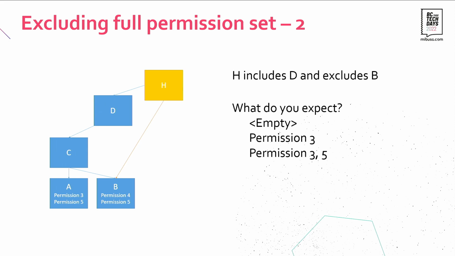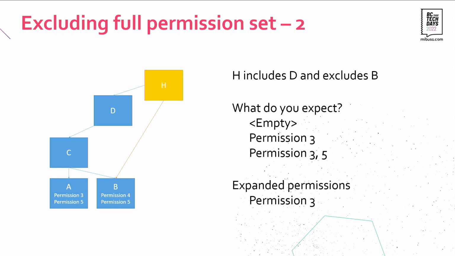Now we have that the new permission set H includes D and it excludes B. So what do you expect here? Do you expect it to be empty? Do you expect it to just have permission 3? Or would you expect it to have permissions 3 and 5? Yes, it's 3. And this is actually the difference between skipping and excluding. If we had just skipped B when we calculated it, then you would have had 3 and 5 left. But since we're doing it in the math notation we talked about earlier, you end up with permission 3.